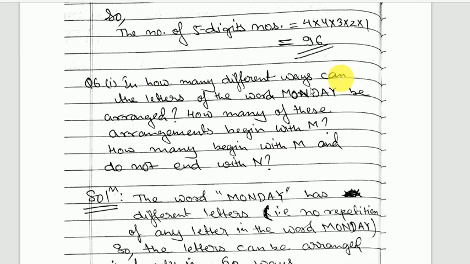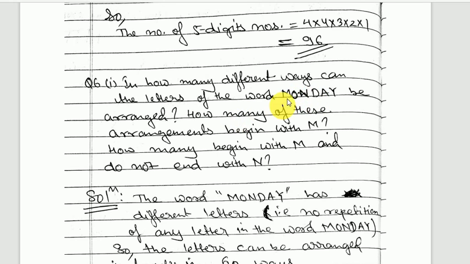Now question number 6.1. In how many different ways can the letters of the word Monday be arranged? How many of these arrangements begin with M? How many begin with M and do not end with N? So here they're asking how many different ways you can arrange the letters of the word Monday. If you see the letters of the word Monday, all letters are different, so we have different objects. How many letters are there? 2, 4, 6 letters. So 6 different letters we have in the word Monday.